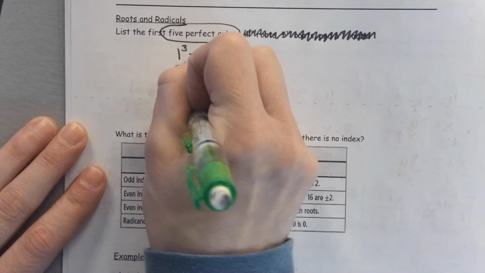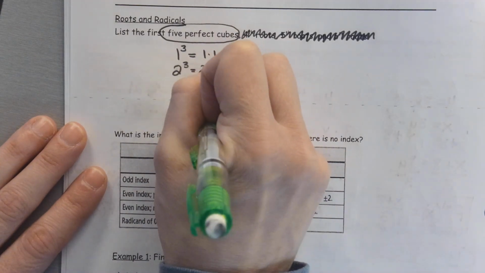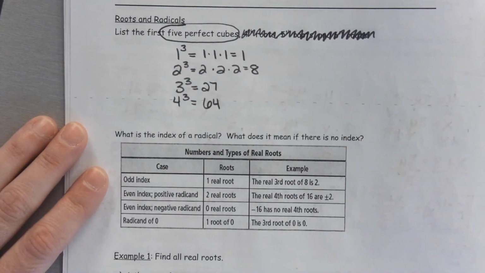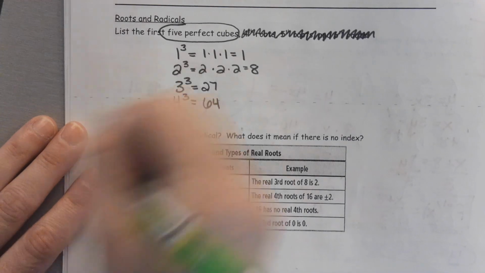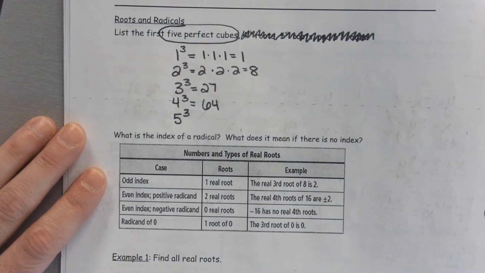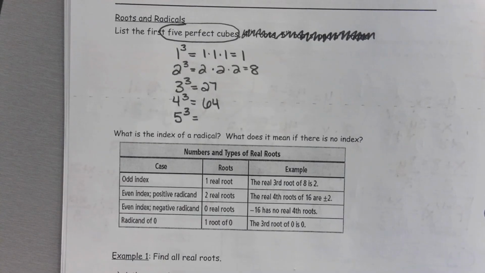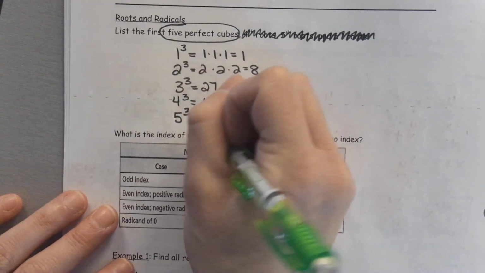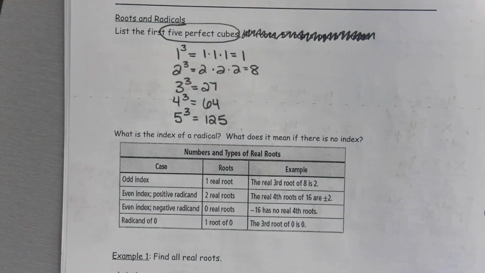4 cubed. Anybody know that one? So 4 times 4 is 16, times another 4 is 64. 5 cubed. So 5 times 5 is 25. If you have 5 25s, 125. Yeah. So those are the first couple.